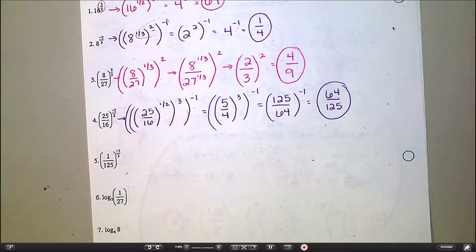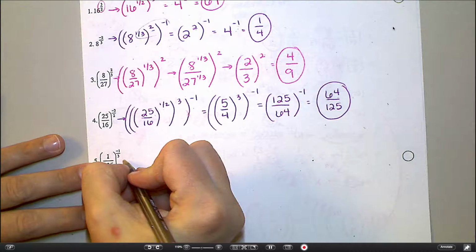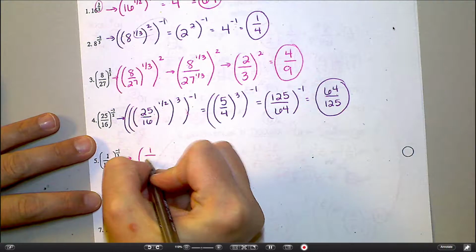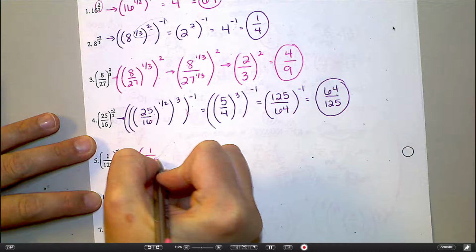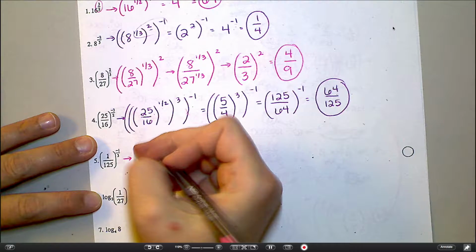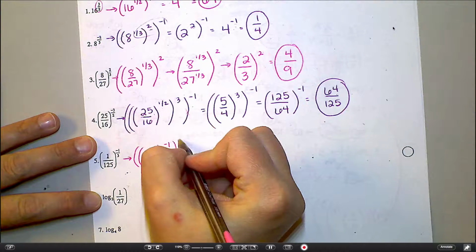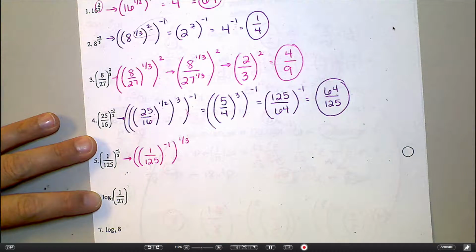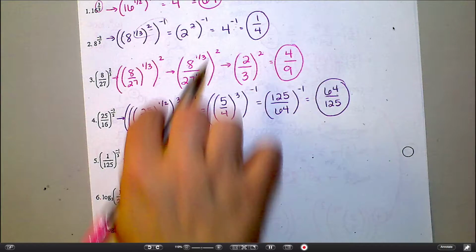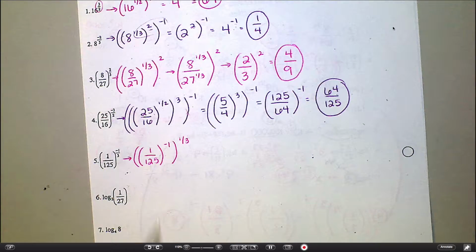It would just be bigger numbers to work with, and without a calculator, that's kind of tough. But this one, I think I'll actually do this with 1 over 125. I'm going to do the negative 1 power first because that's going to let me flip this over, and then I'm going to raise to the power of 1/3. And again, if you did the 1/3 power first and then flipped it, that's totally fine too. That would kind of go in line with all these other ones that I've done.